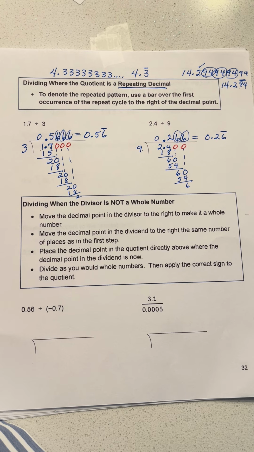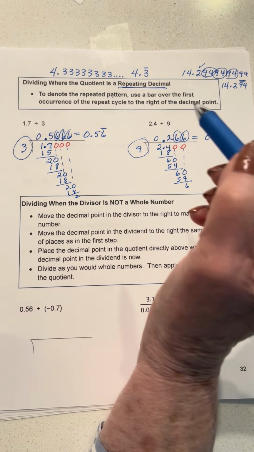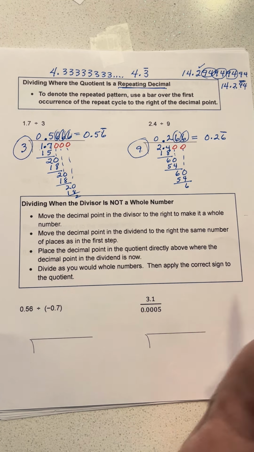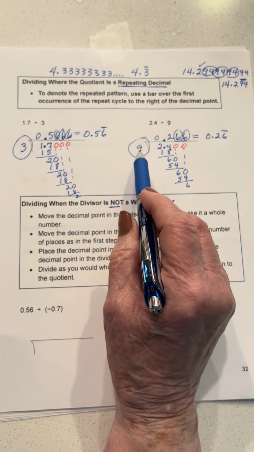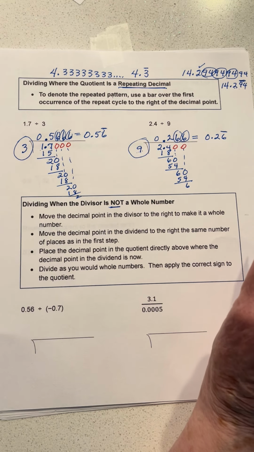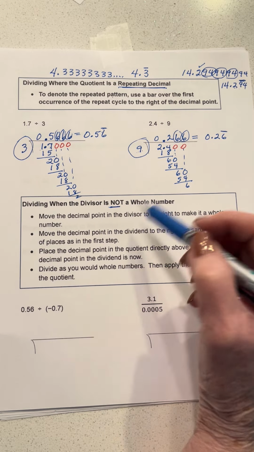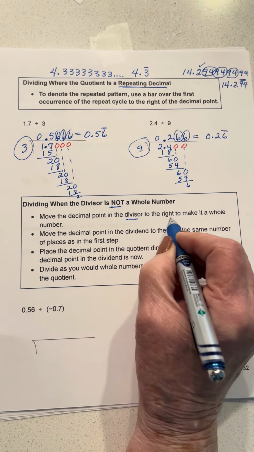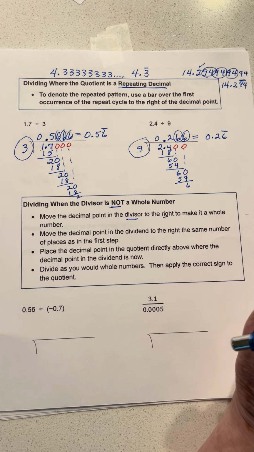Now, every time we've divided up to this point, we have had a whole number as our divisor. Now we're going to be dividing when the divisor is not a whole number. In other words, we're going to have some decimal places out here in the divisor. What we're going to do is move the decimal point in the divisor to the right to make it a whole number, and then we know what to do.